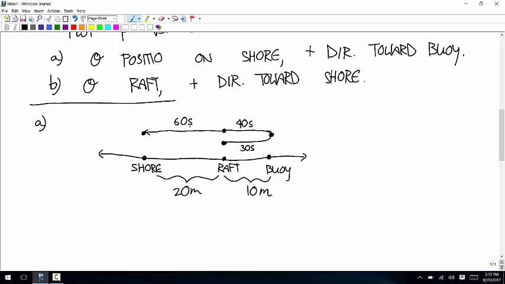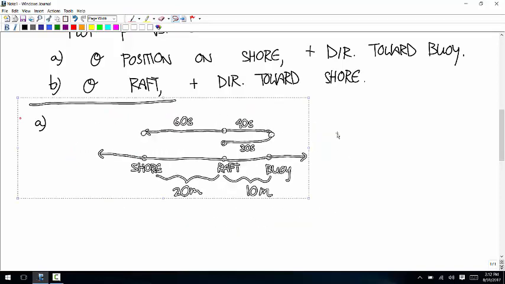And now for part A, it says we're going to choose the 0 position to be on the shore and the positive direction toward the buoy. So now all the stuff I do in red, I'm going to include the choices of the 0 position and the positive direction. Let me save this for later. So I'm going to use this same figure again for B.